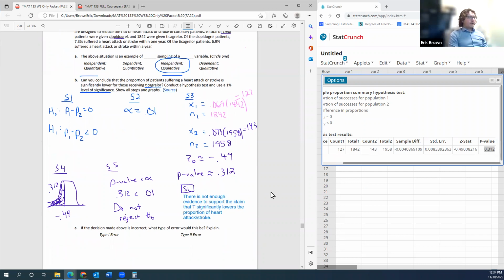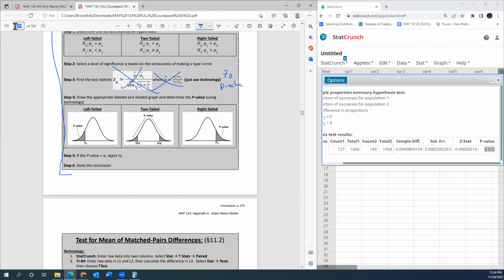Okay, great. One of my favorite questions. If the above decision was incorrect, what error did we make? If it had been the incorrect decision. Type 1, because that means that it doesn't lower heart attacks and then you're giving it to people. So it's like the, oh wait, no, that's type 2, my bad. I had the right reasoning, but wrong. That's type 2.